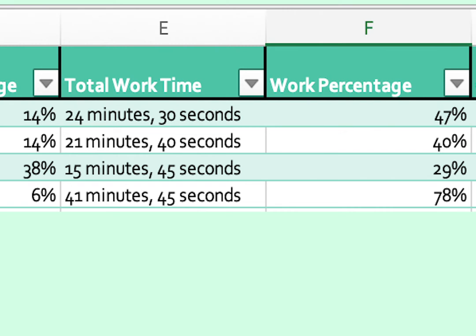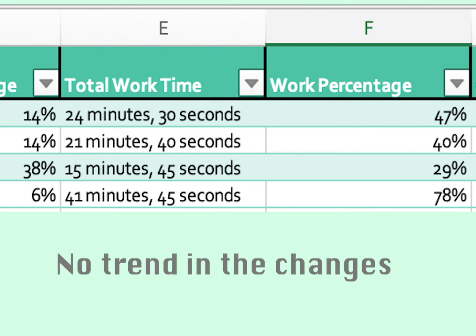Unfortunately, this data did not show much. The percentages varied and there was no discernible pattern. Therefore, there was no trend as a result. The conditioning was unsuccessful.